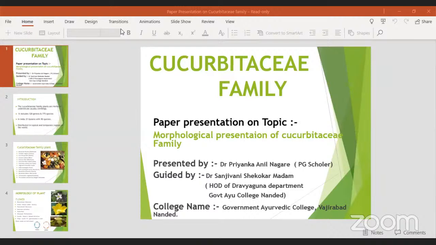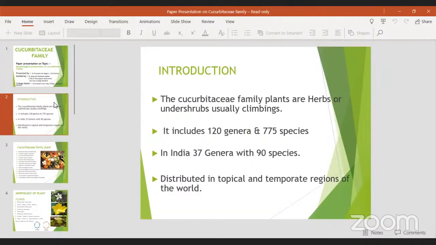Hello. My name is Dr. Priyanka Anil Nagre. My paper presentation topic is the Morphological Presentation of the Cucurbitaceae family, guided by Dr. Sanjeevani Shetukar ma'am. The family has genera with 90 species, distributed in the tropical and temperate regions of the world.